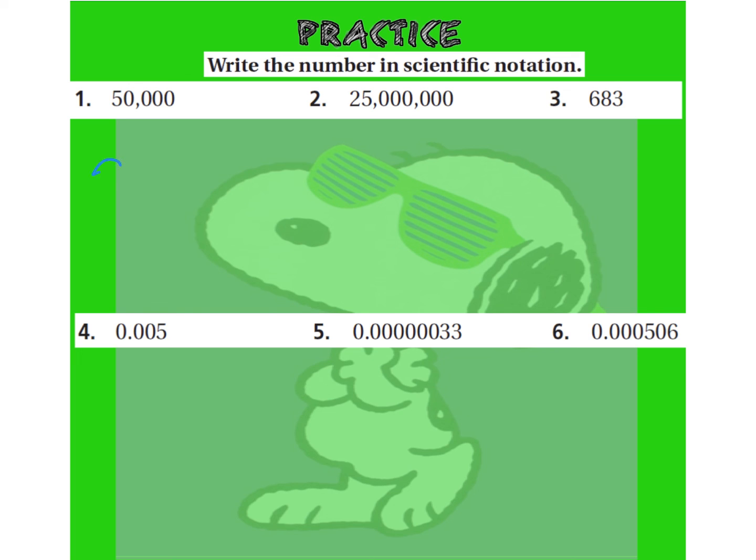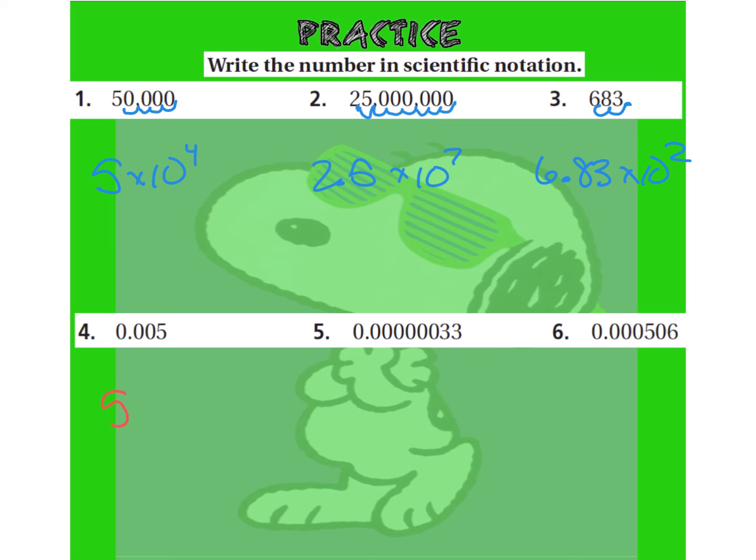So I have 5 times 10 to the power of 1, 2, 3, 4. 2.5 times 10 to the power of 1, 2, 3, 4, 5, 6, 7, so 7. This one's going to be 6.83 times 10 to the power of 1, 2. Okay, now let's do the negative exponents.